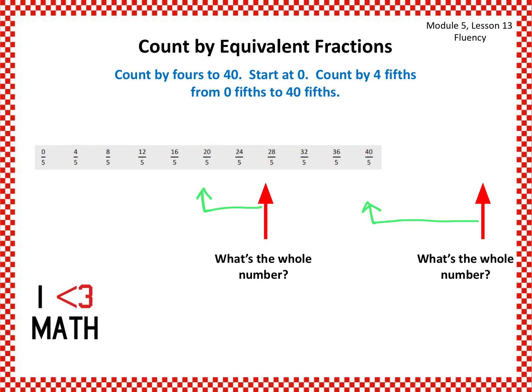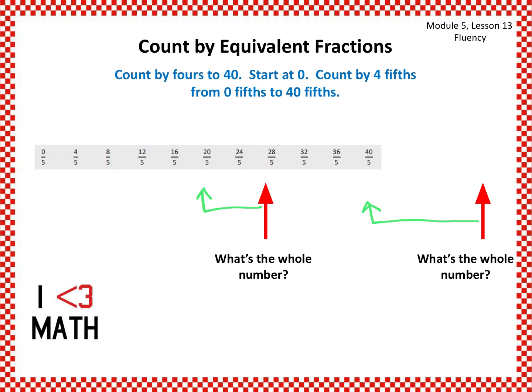So now what we're going to do is we're going to count by 4/5. So 5 will always be our denominator, but it's just like we're counting by 4s again, except we're adding the 5th on the bottom. So we start at 0/5, 4/5, 8/5, 12/5, 16/5, 20/5, 24/5, 28/5, 32/5, 36/5, and 40/5.